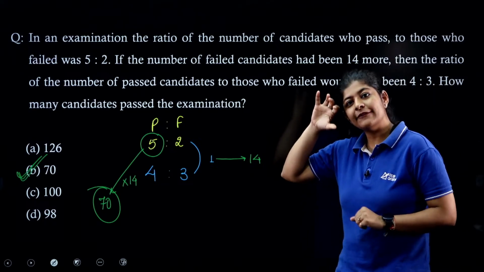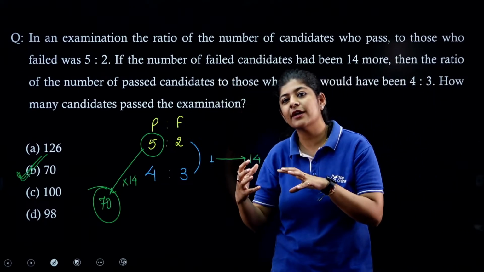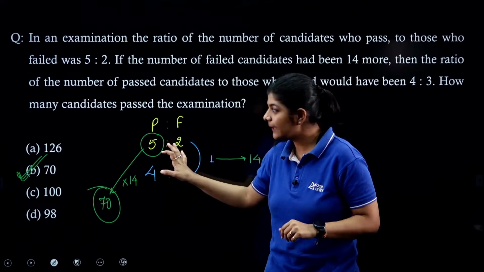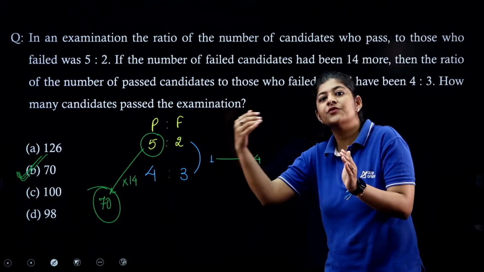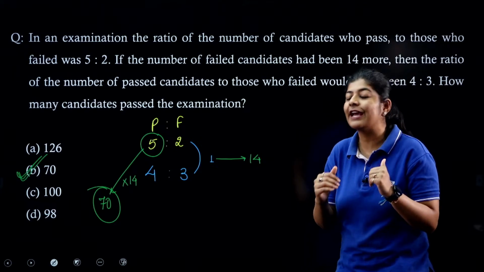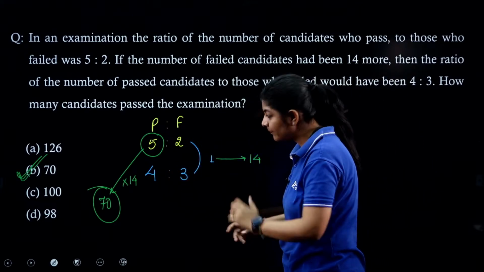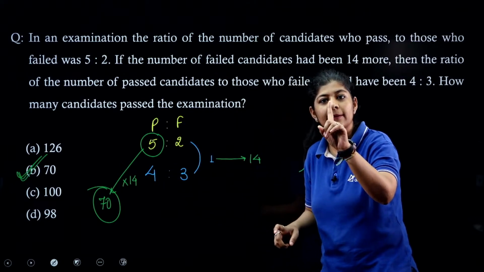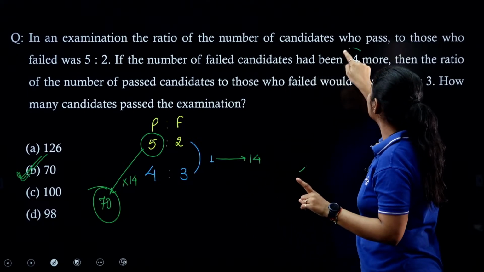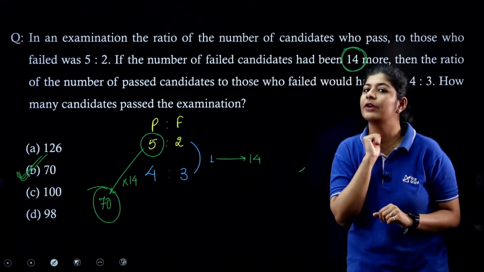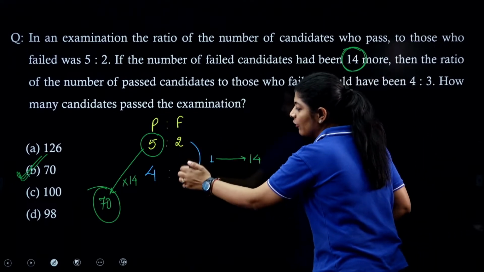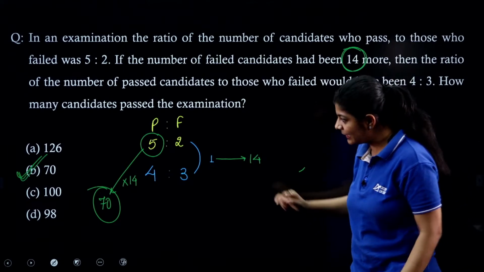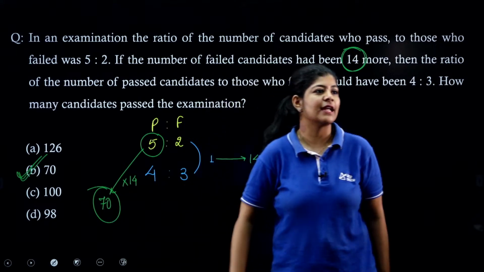The question is saying that on the very initial level, if we want to write down the ratio between the passed students and the failed students, it would be 5:2, right? But if 14 more students failed in the examination, the ratio will become 4:3, right? So the difference in the failed students is nothing but 1 only, right? But according to the question, it happens only if 14 more students failed. That means the value of 1 over here is 14. It is a multiple of 14. So we just simply check this one and we will get our answer.